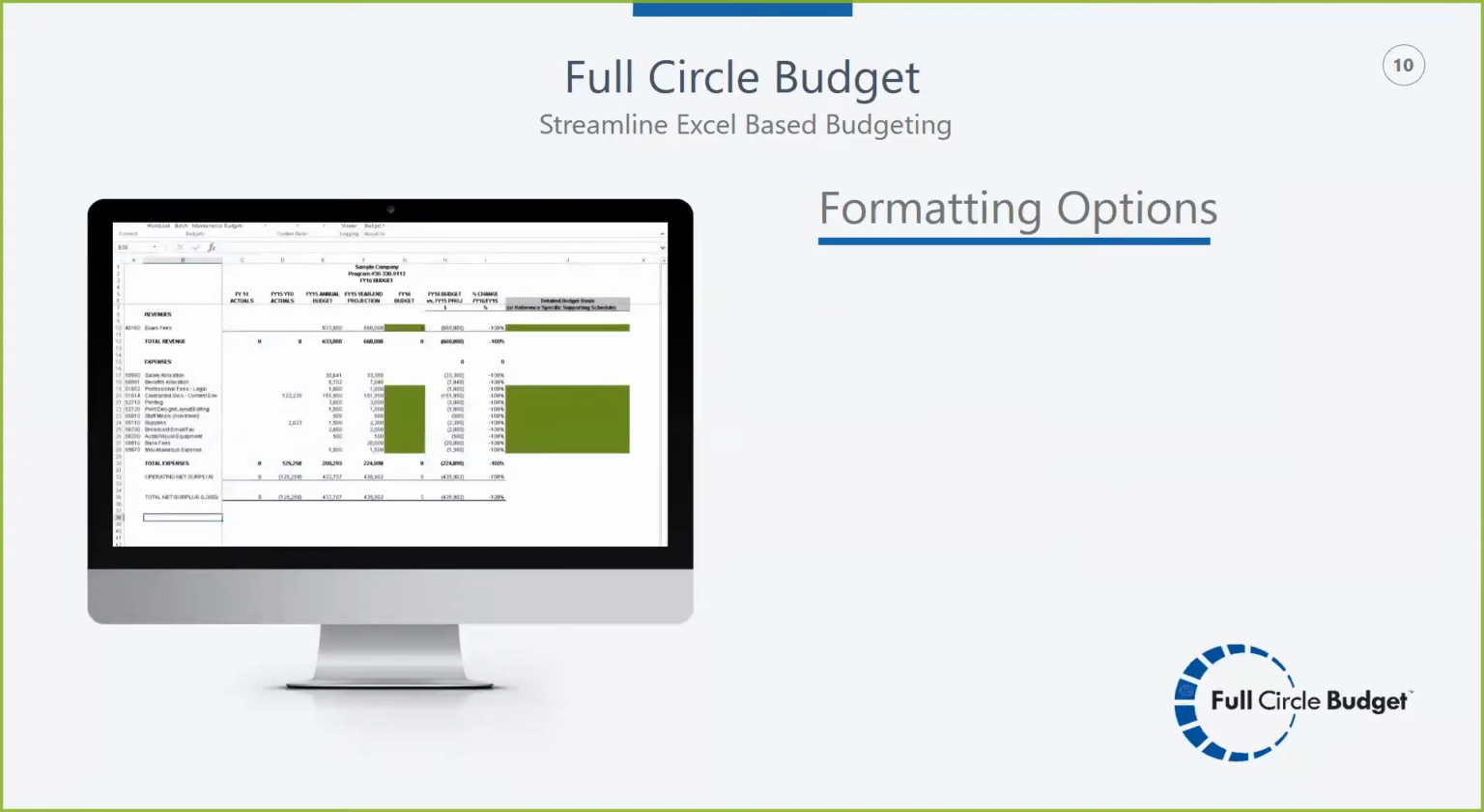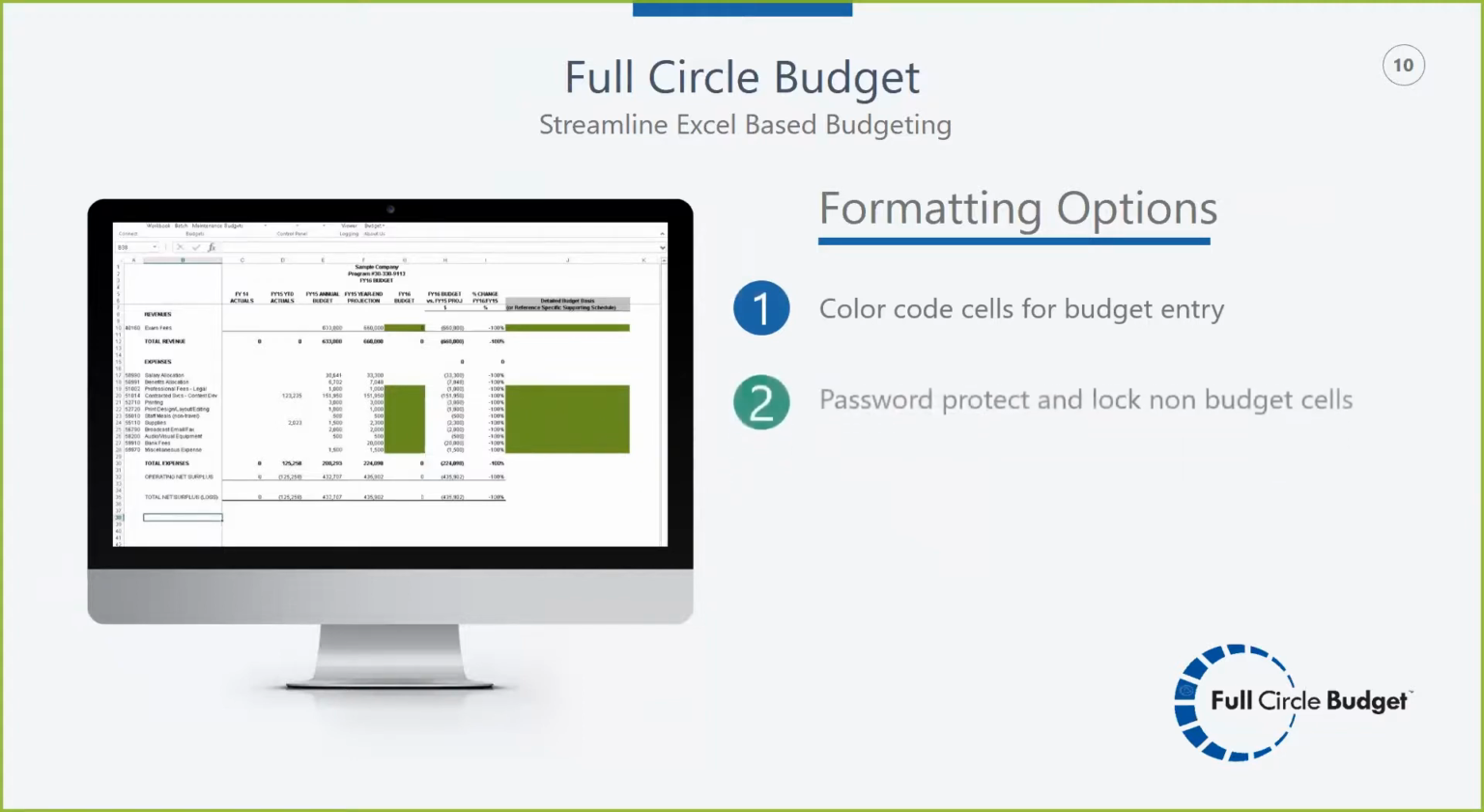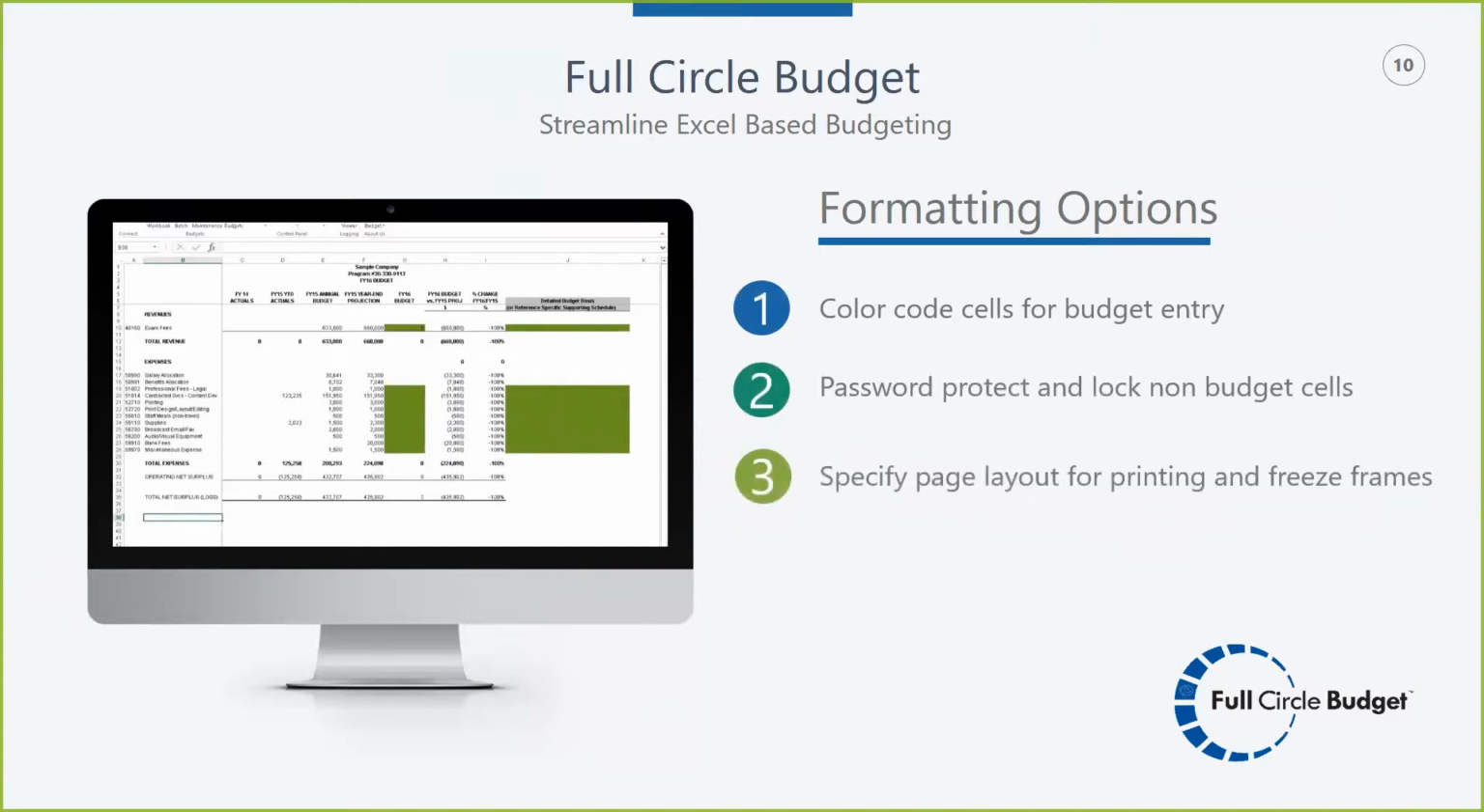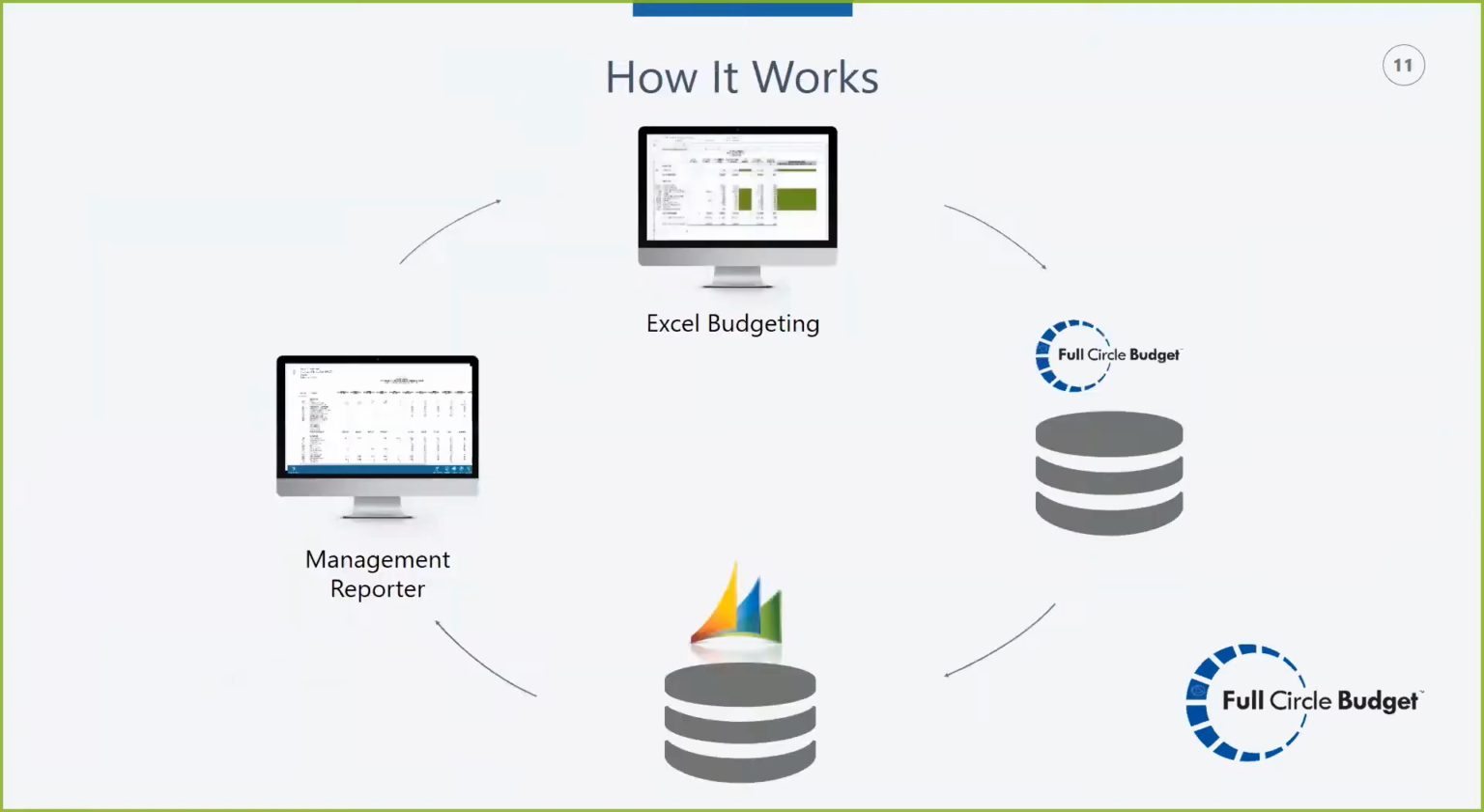On the formatting side, some of the key features that Full Circle Budget does: it helps color code the cells for budget entry. So again, it points the user in the direction of where they have to go enter their budget data. We password protect the worksheets and lock out all the non-budget cells. We'll specify page layout, freeze pane options, and we'll also create some formulas and variance calculations, etc. These last 2 options come in handy if you're exporting data from a system where that doesn't pass through.